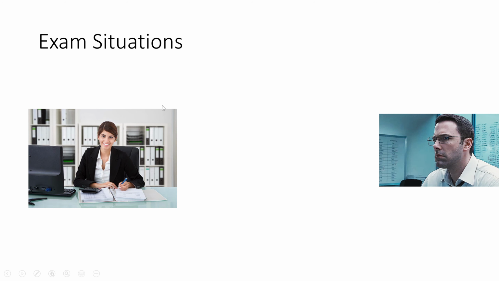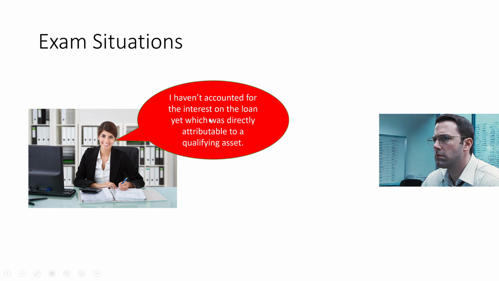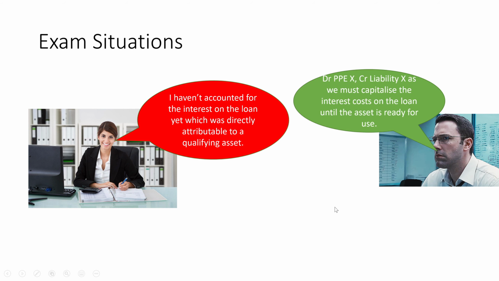Now let's consider the exam situation that can arise, and these are broken down into two categories. The first category arises where no accounting has been done. So they'll say in the exam question, we haven't accounted for the interest charge on the loan yet, but we know that the asset is a qualifying asset. What do we do? Well, we need to debit PPE, credit liability, and we need to capitalize the interest cost on the loan until the asset is ready for use. Okay, that has to be done under IFRS. There's no option to expense it to P&L.